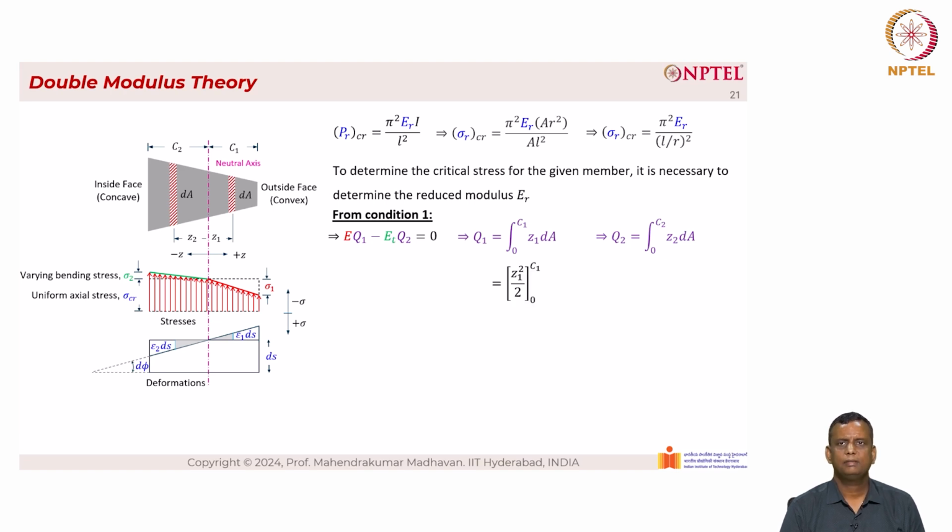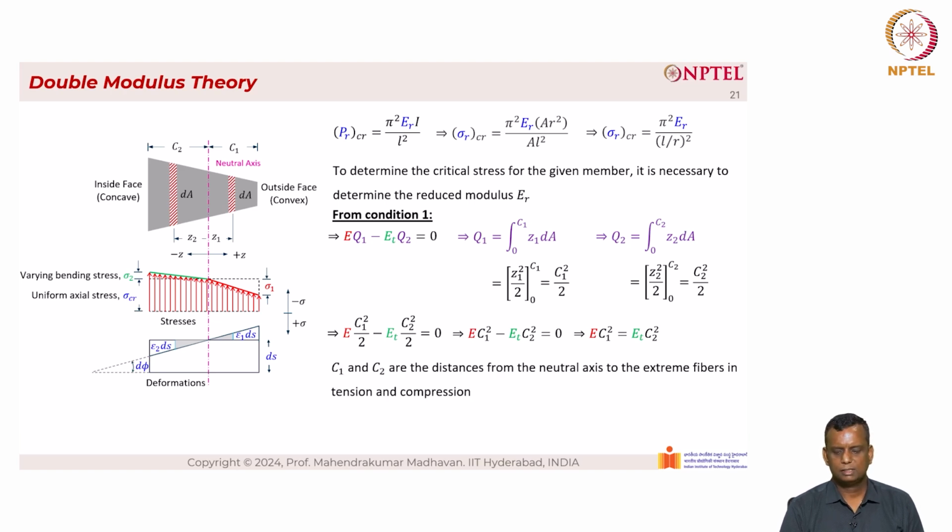So when we integrate it, we have z1 square by 2. The lower limit is 0, the upper limit is c1 for Q1, which gives rise to c1 square by 2. And when we do the same for Q2, we have z2 square by 2. The lower limit is 0, the upper limit is c2, which gives rise to c2 square by 2 as the value. So now we have E into c1 square by 2 minus E sub t into c2 square by 2 is equal to 0. So E c1 square minus E sub t c2 square is equal to 0. We have E c1 square equal to E sub t into c2 square.